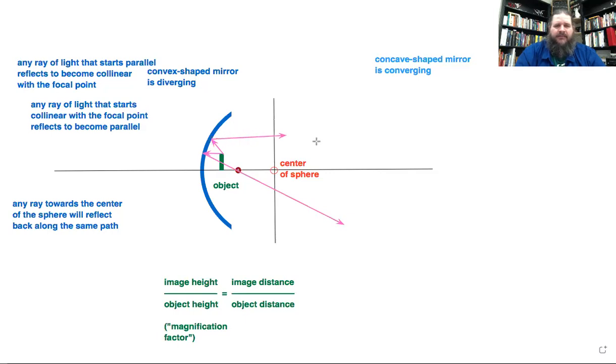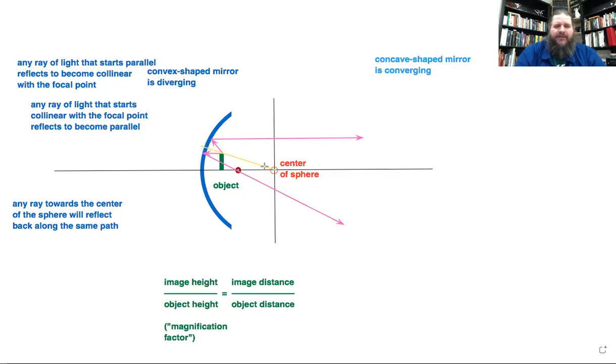Parallel? Yeah. Anything that starts collinear with the focal point will bounce off to become parallel. And likewise, we could have a ray of light, again, not really from the object towards the center of the sphere, because that'll never hit the mirror, but a ray of light from the object directly away from the center of the sphere. That is along the same line as the center of the sphere.